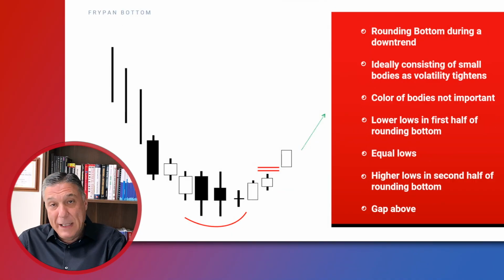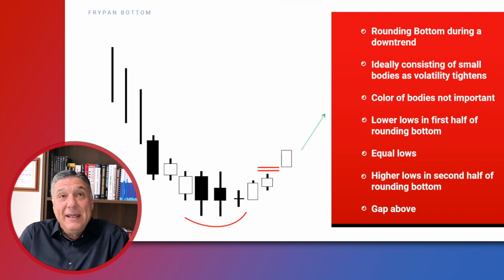Regarding the specs, it consists of a number of small bodies of either color. The fact that it has a number of small bodies implies that the volatility of the market tightens up. The volatility reduces. That's why we witness the small bodies. This is what it means: small bodies means low volatility.